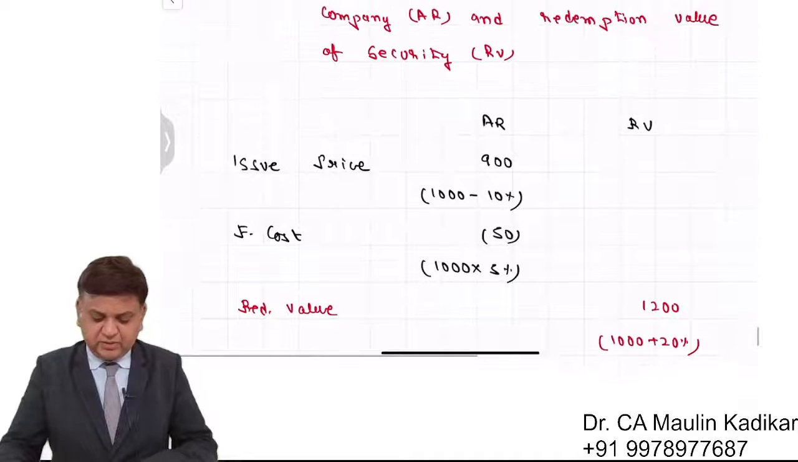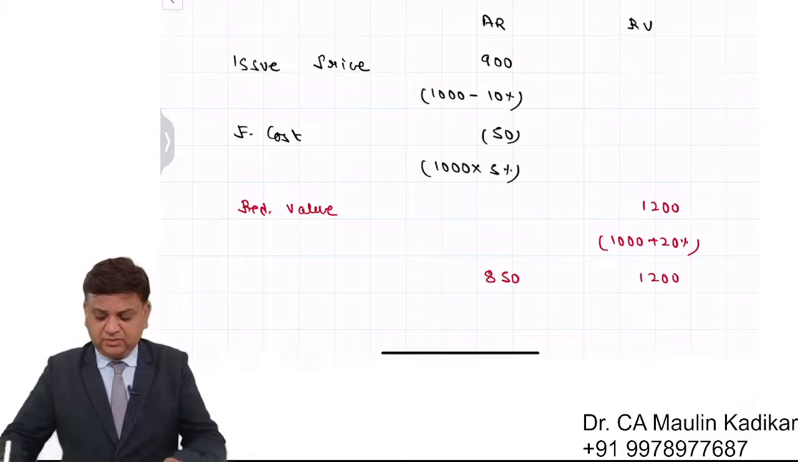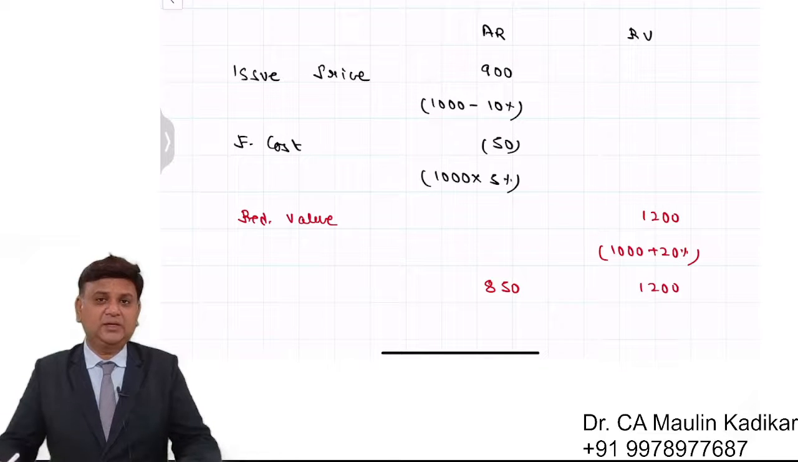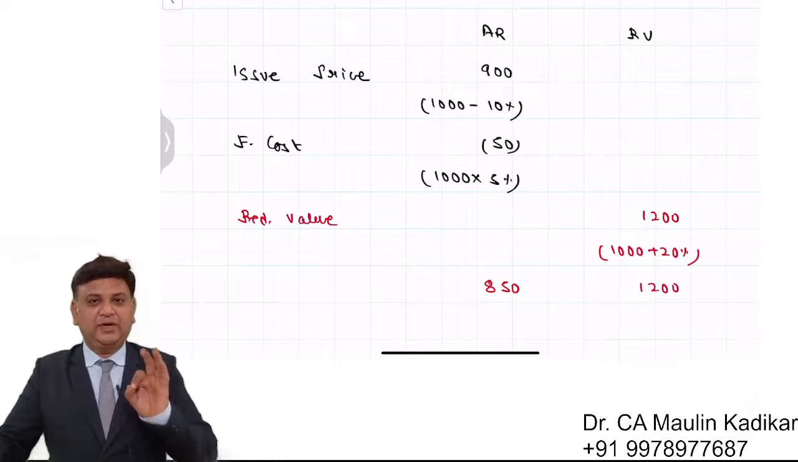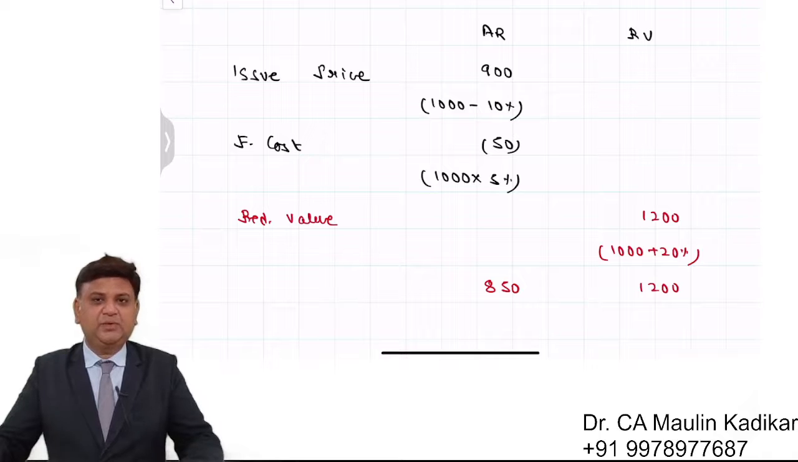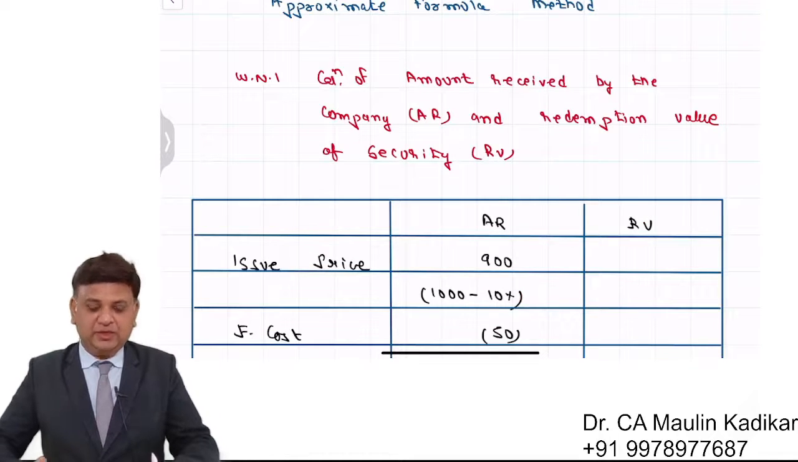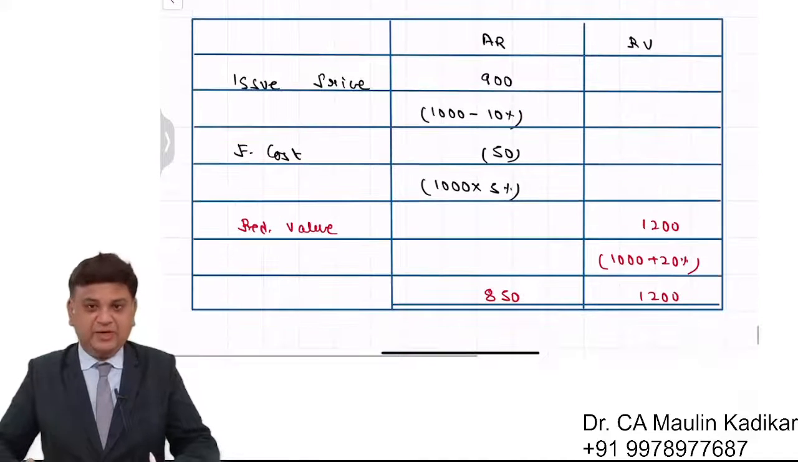This is the first working note that we prepare. What amount do we receive in the year 0? 850. And what amount do we pay at the end of the 10th year? 1200. Please write down this. Why do we compute? I will explain in the subsequent explanation. I request you to take down this first working note, amount received and the redemption value.